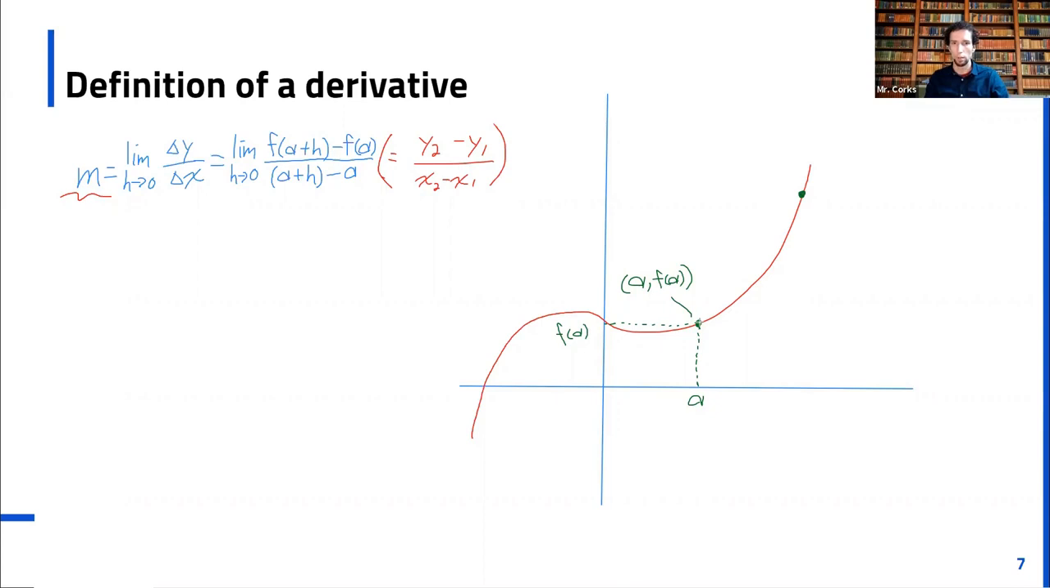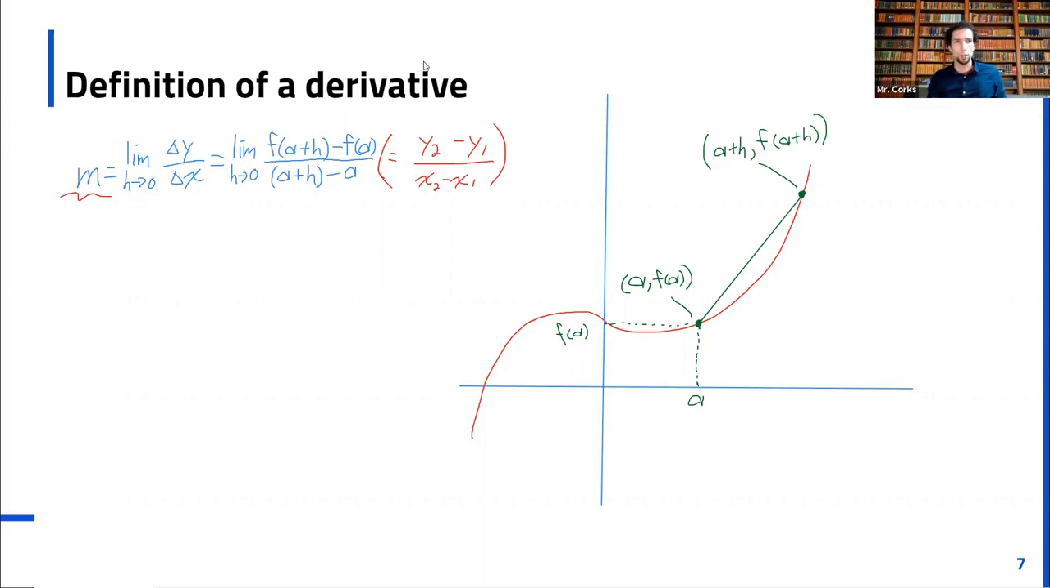It is A plus H. Right, so the x value here is A plus H. And then our y value is f of A plus H. Whatever our function is, evaluated at whatever A plus H is.